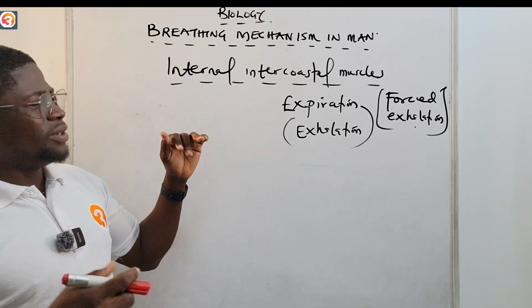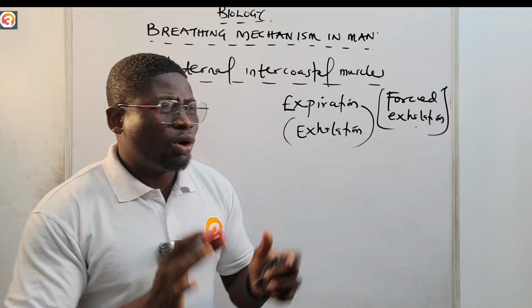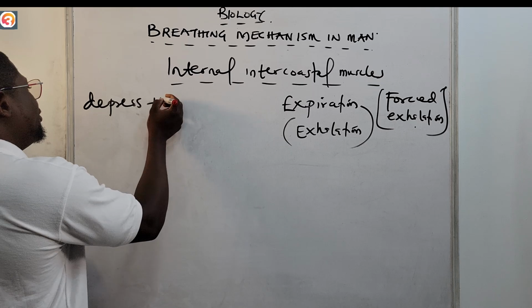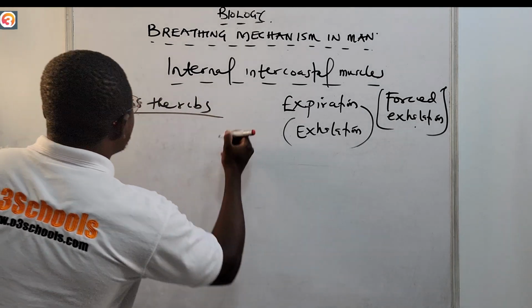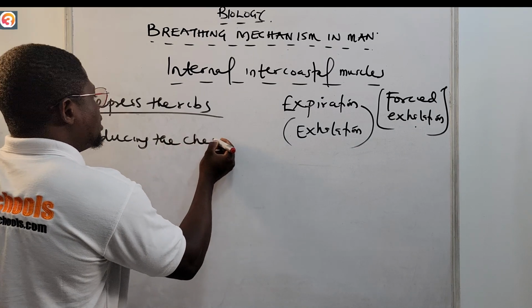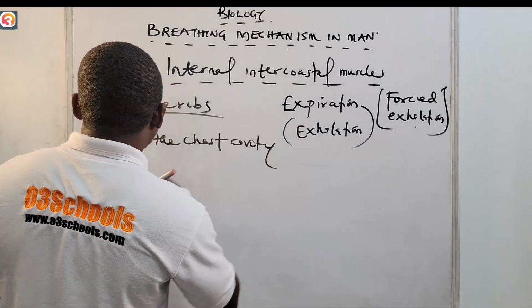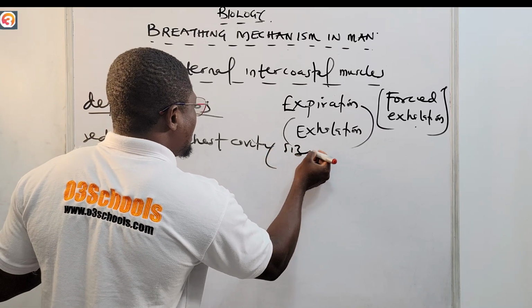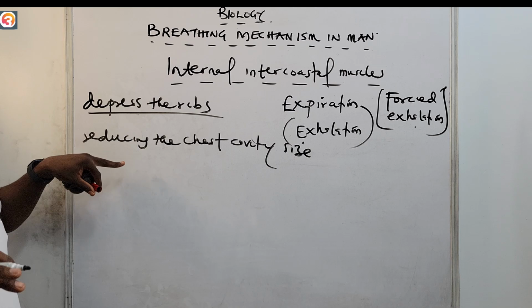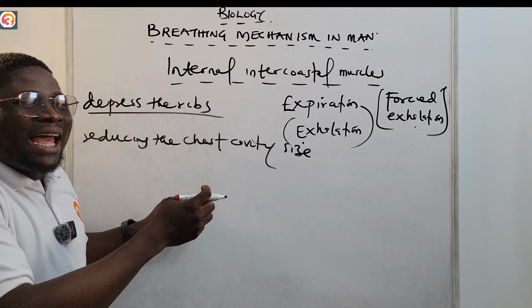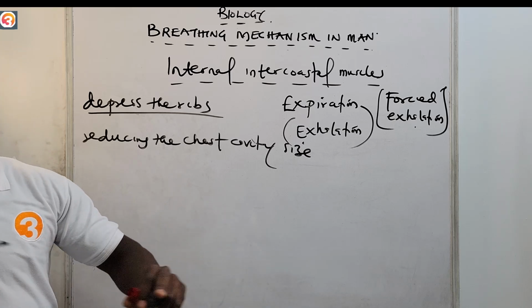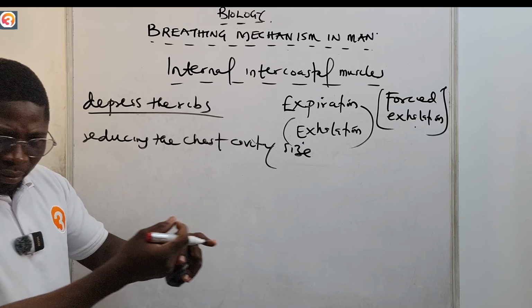Now, what do the internal intercostal muscles do? Primarily, one is to depress the ribs. Then they reduce the chest cavity size. Number one, they depress the ribs, then reduce the chest cavity size, and then allow air to be expelled out of the lungs. That is, removing air from the lungs.